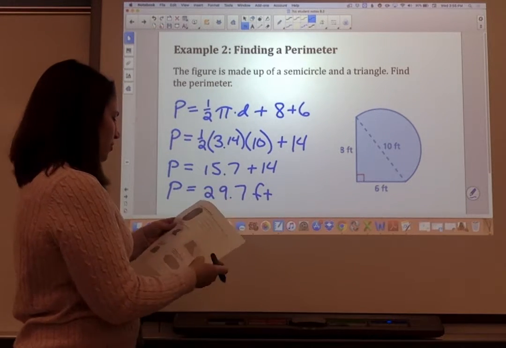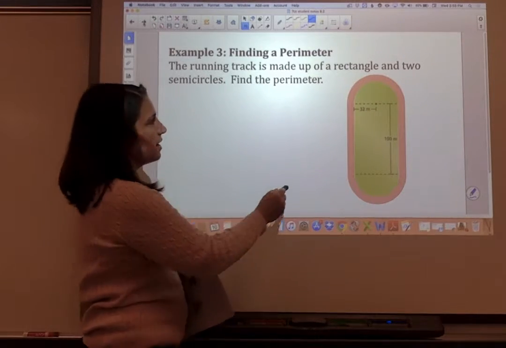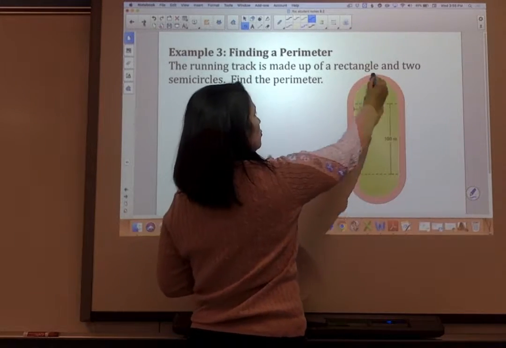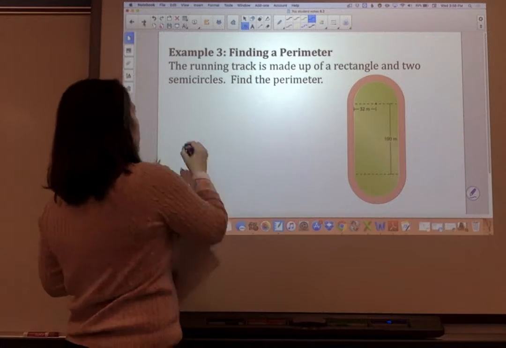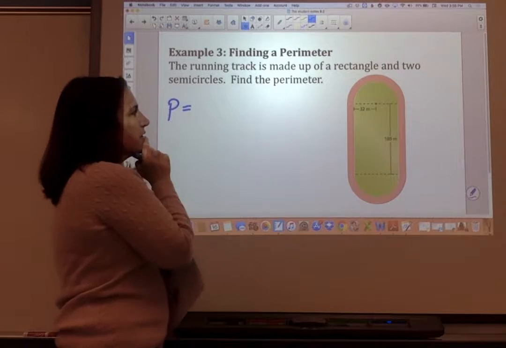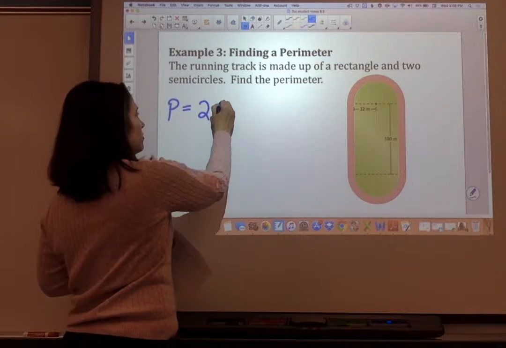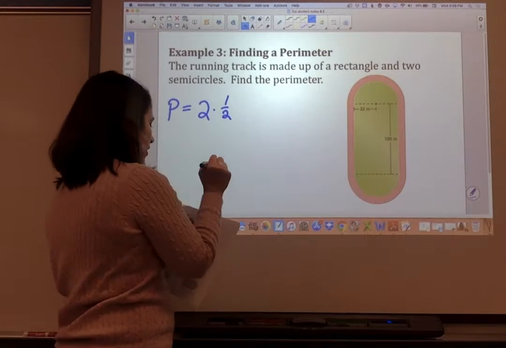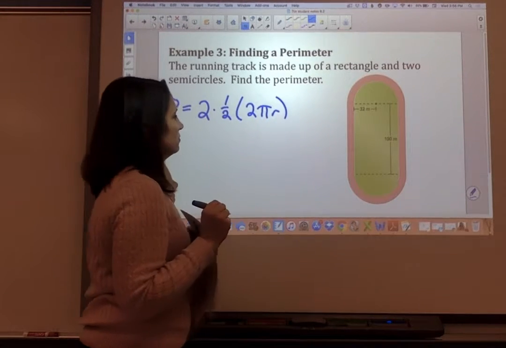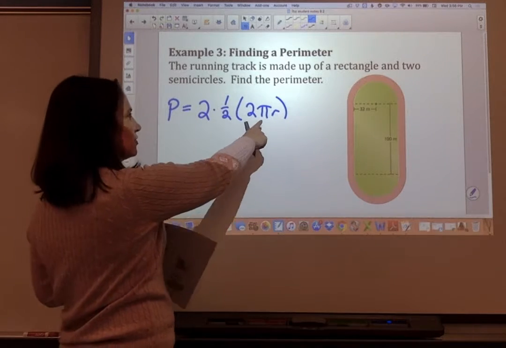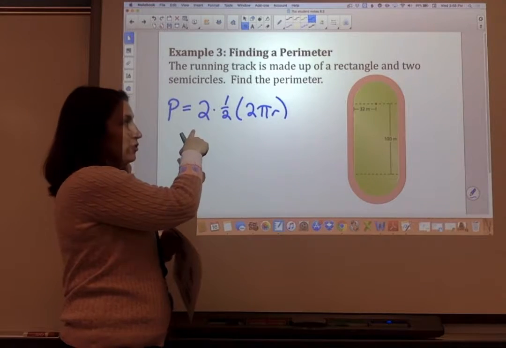All right, let's go ahead and look at one more example. Here we have this running track that's made up of a rectangle and two semicircles, and we want to find the perimeter. So I'm going to write that our perimeter, we have two semicircles, so there's 2 of them, but each semicircle is 1/2 of 2 pi r. So 2 pi r is our circumference. We're taking half of that because it's a semicircle, but we're also multiplying it by 2 because there's 2 of them.